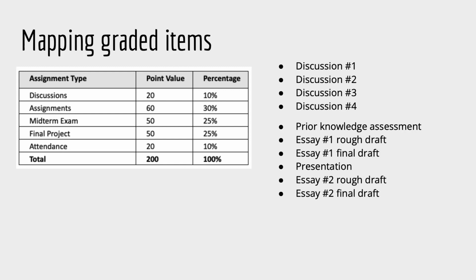The midterm exam is the next category, but it's just 1 item. So is the final project and attendance. In my example, we ended up with 4, 10, 13 total items. We'll need a Canvas item for each one.